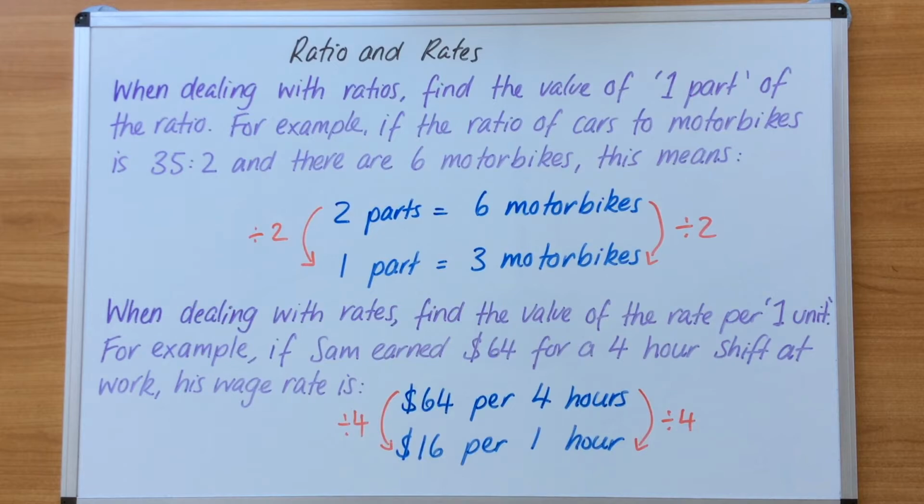When dealing with rates, find the value of the rate per 1 unit. For example, if Sam earned $64 for a 4-hour shift at work, his wage rate is. So we know that Sam earned $64 per 4 hours. That's 4 hours. We must take this 4 hours and get it down to 1 unit, which is 1 hour. So to go from 4 hours to 1 hour, you must divide by 4. And you do the same thing on this side.